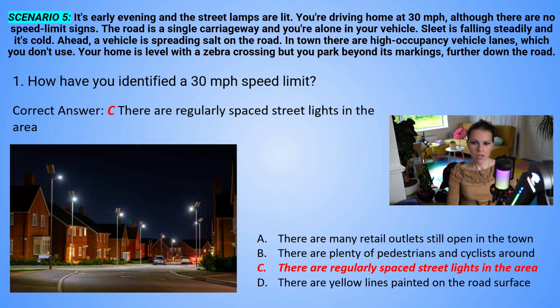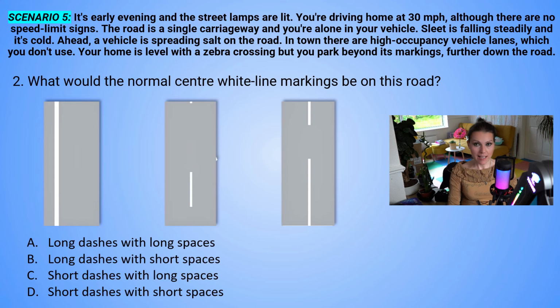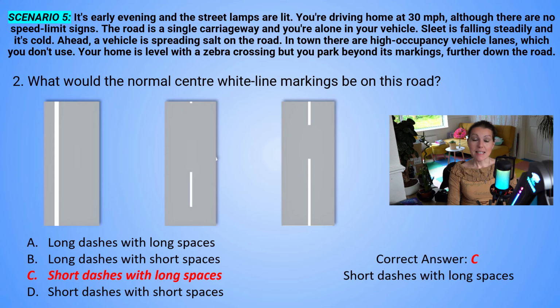Question number 2. What would the normal center white line markings be on this road? So the road is a single carriageway. So what would the center line markings be? A. Long dashes with long spaces. B. Long dashes with short spaces. C. Short dashes with long spaces. Or D. Short dashes with short spaces? And the correct answer is C. Short dashes with long spaces.